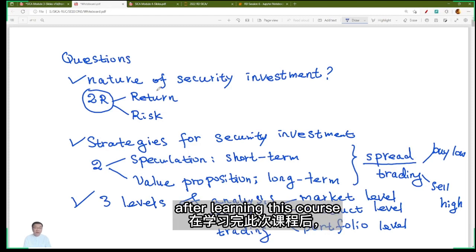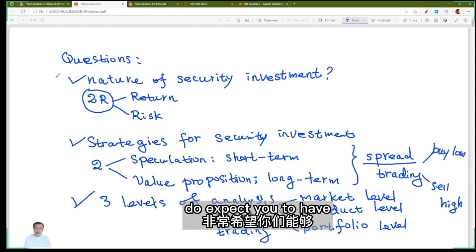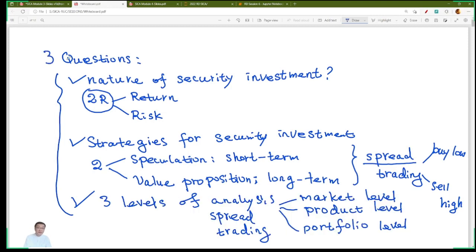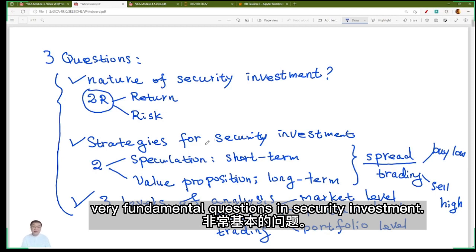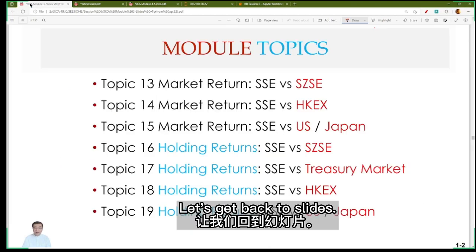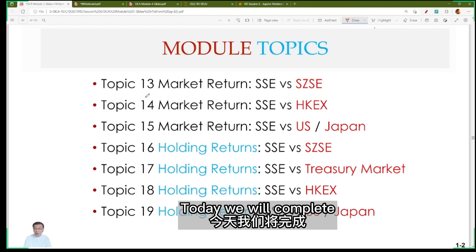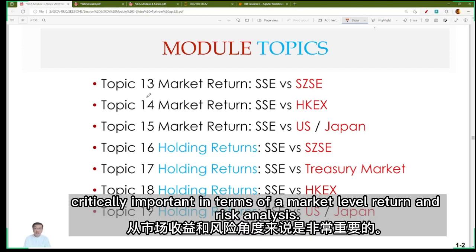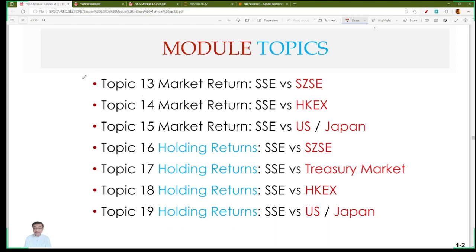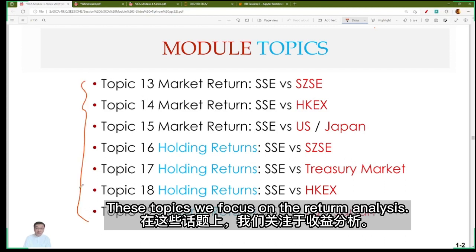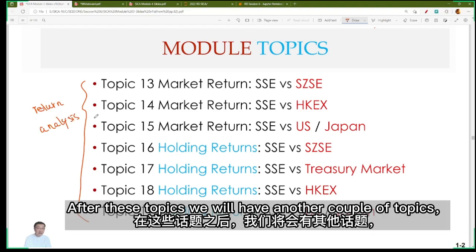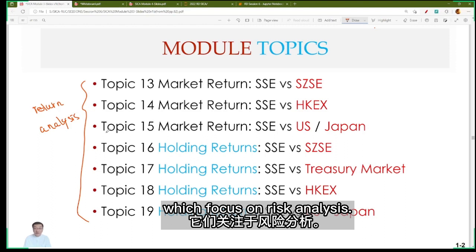Therefore, after learning this course, I do expect you to have a further understanding about these 3 important questions. Very critical, very fundamental questions in security investment. Let's get back to slides. Today, we will complete the residual parts in Module 3. And this part is critically important in terms of market level return and risk analysis. These topics, we focus on the return analysis. After these topics, we will have another couple of topics which focus on risk analysis.